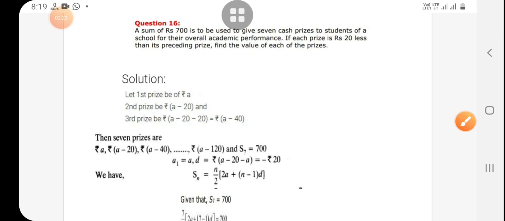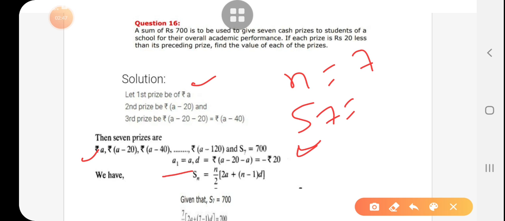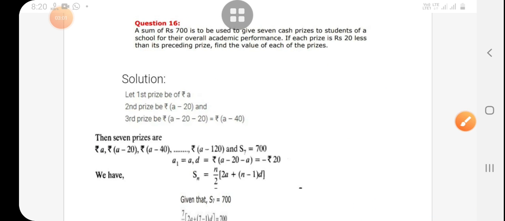So we can say that the series is in AP, and the first term is A, the common difference is minus 20, and the number of prizes is 7, so n is equal to 7. The total amount, that is S7, is given as 700, क्योंकि 700 रुपया दिया था टोटल प्राइस के लिए पैसा, और टोटल प्राइस था 7, तो इसलिए 7 प्राइस का जो अमाउंट होंगे वो 700 के बराबर है, तो S7 इक्वल 700 हो गया. अब इसी को फॉर्मूला में पुट करेंगे.